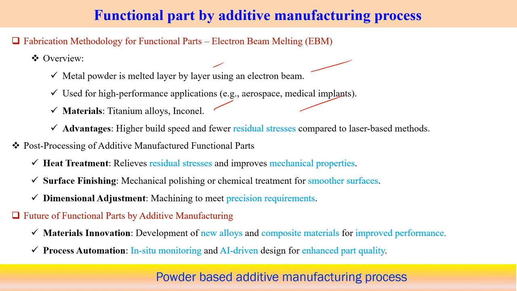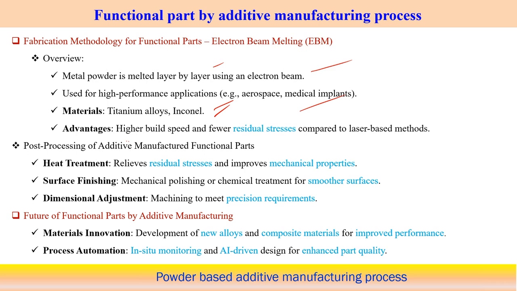Even the materials titanium and inconel can be handled using electron beam melting, because titanium and inconel are more problematic materials. Titanium has a high affinity to form oxides, and inconel tries to form internal micro cracking during the melting process. So that's why electron beam melting is better suited to these typical materials, for example titanium alloy and inconel.